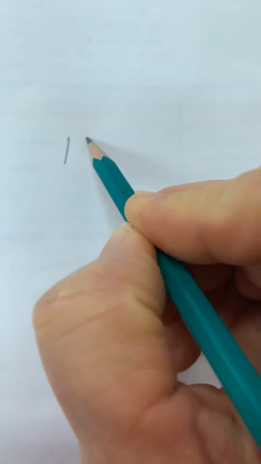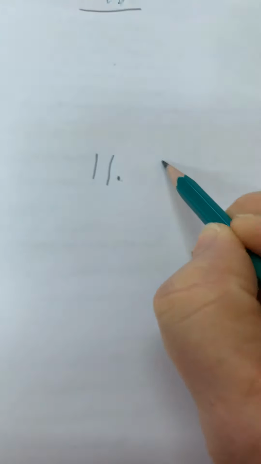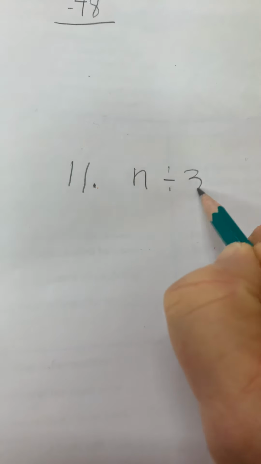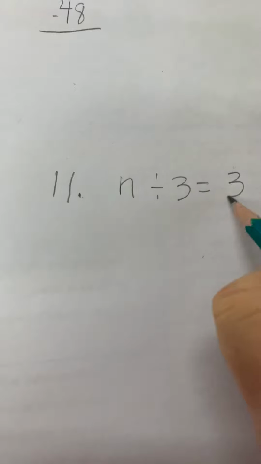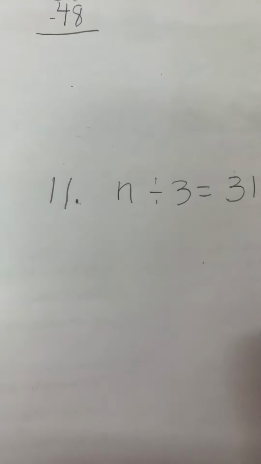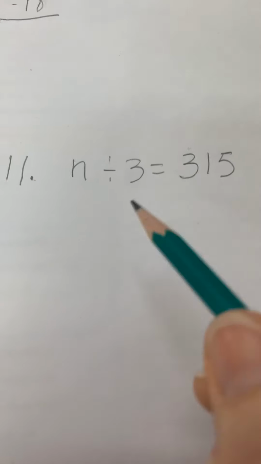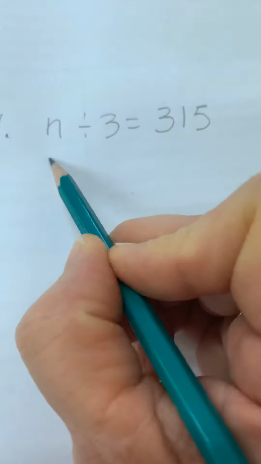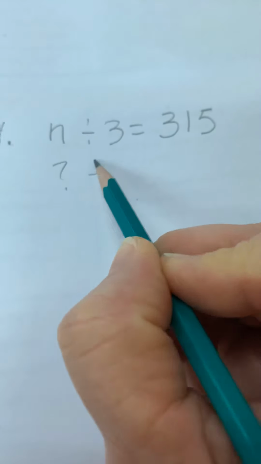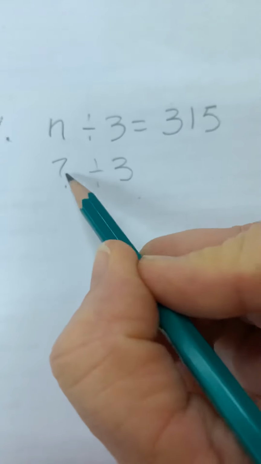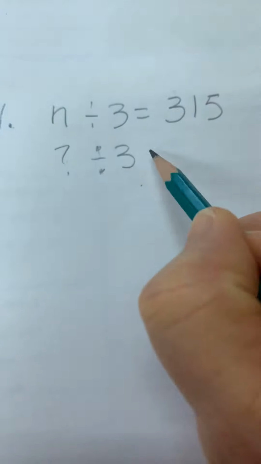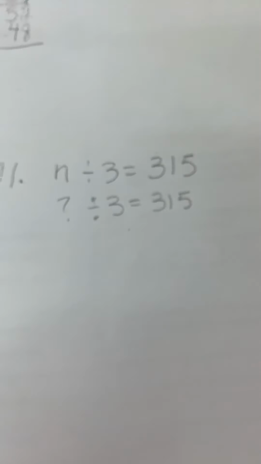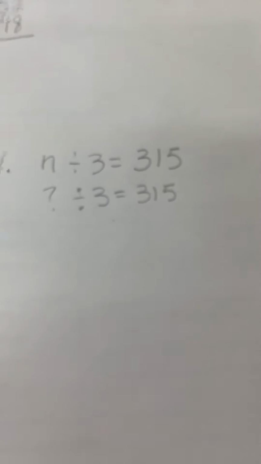So this is on problem number 11. It says n, which you guys have told me before, means some number, divided by 3 equals 315. So we're going to try to figure out what that n number is. Now it means that there's some number, we don't know what it is, and we're going to divide it by 3 of our friends, some number of cookies divided by 3 of our friends, and that's going to give everybody 315 cookies. So let's think about that for just a minute.